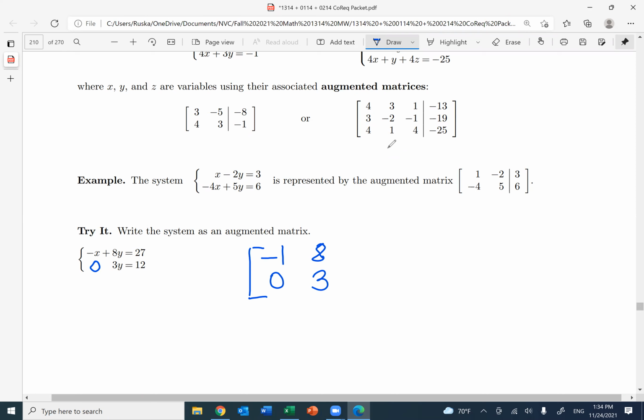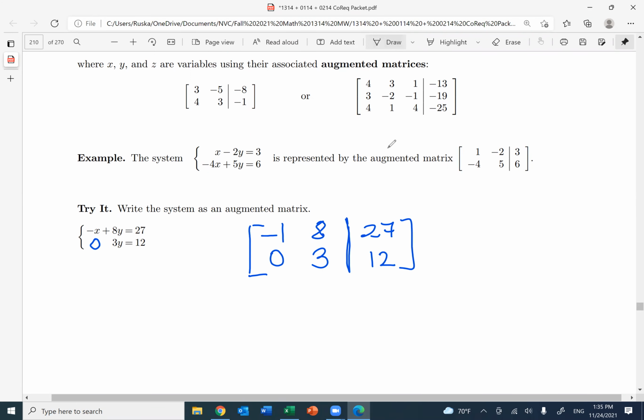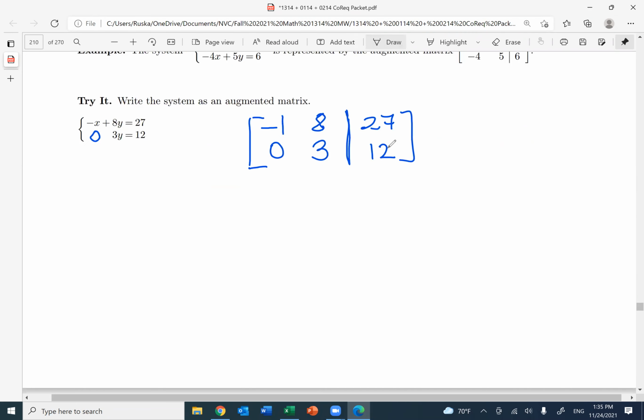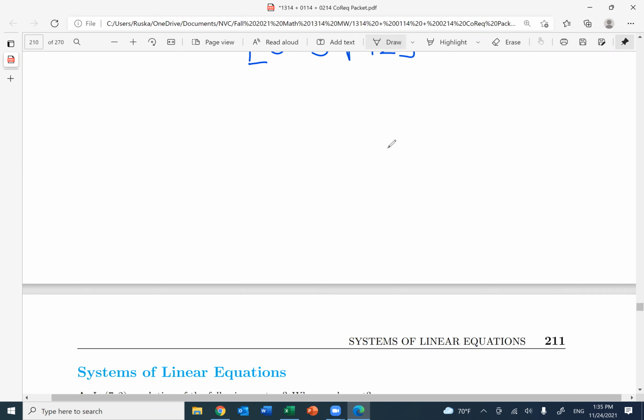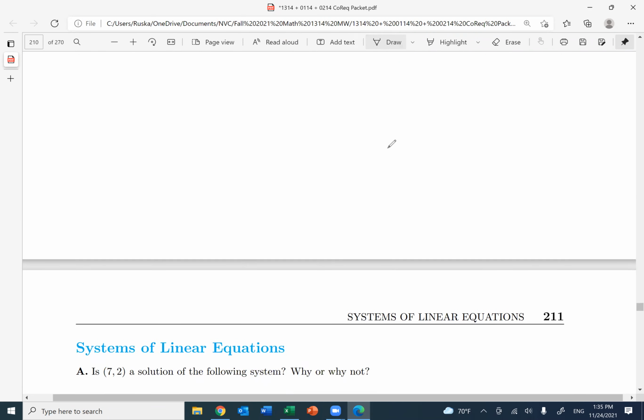Then you're going to put the vertical line, which represents the equal sign. And then on the other side, you have the numbers 27 and 12. So that's how you get the augmented matrix. Okay, nothing else. Really easy, right? Any questions so far?